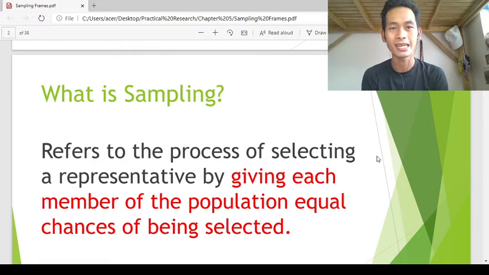It is a scientific process, diba? A scientific process of selecting the representative of the entire population by means of giving each member the equal chance of being selected. And that process is called sampling.